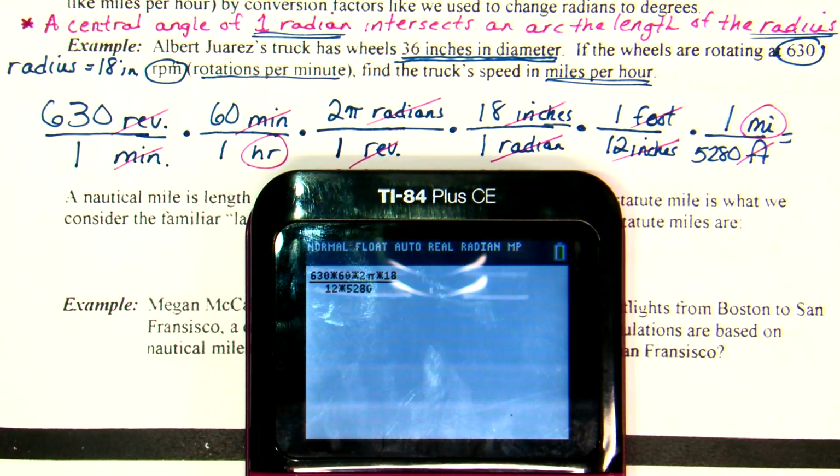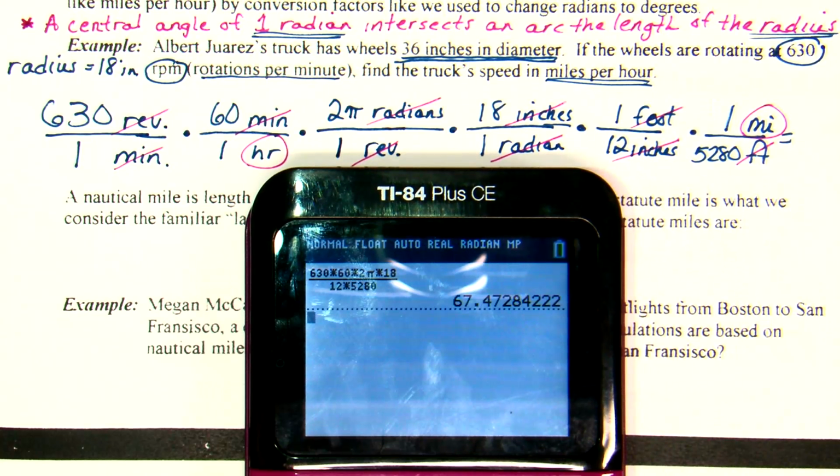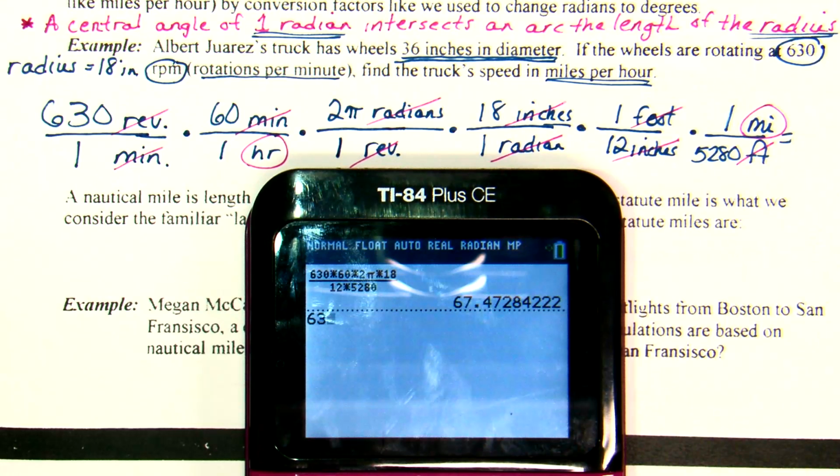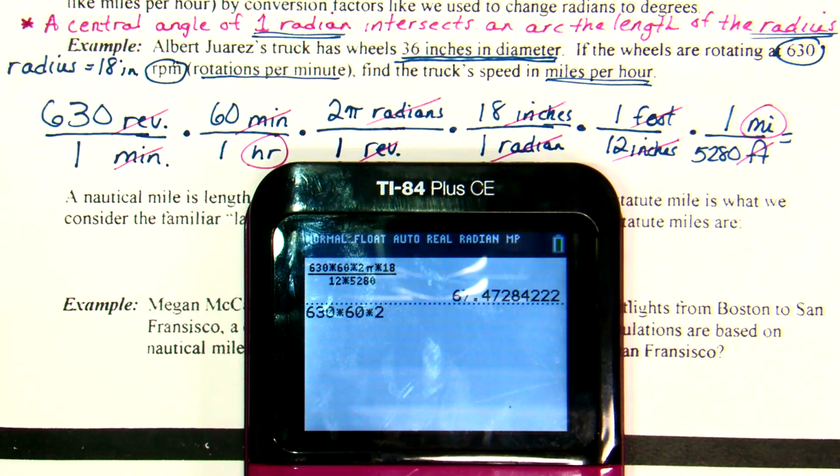Now, if you don't have a fraction bar, you can do parentheses around the entire numerator, divide by sign, and then parentheses around the entire denominator. Okay? Another option, it's 67.47 if you're curious, is if you didn't use a fraction bar. 630 times 60 times 2 pi times 18, and then you can do divide by 12, divide by 5280. That gives me an equivalent answer.